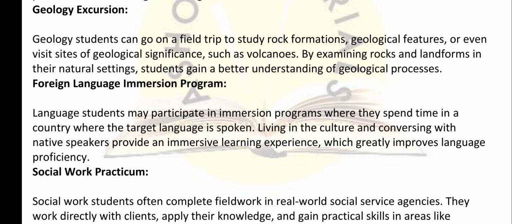Now, foreign language immersion programs. Language students may participate in immersion programs where they spend time in a country where their target language is spoken. Living in a culture and conversing with native speakers provides an immersive learning experience which greatly improves language proficiency. So in this program, students interested in a particular language spend time in a country where that language is spoken.